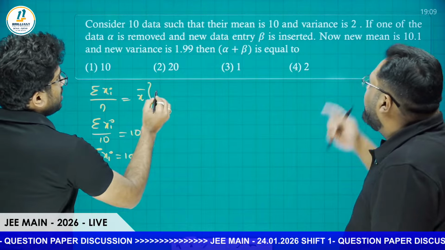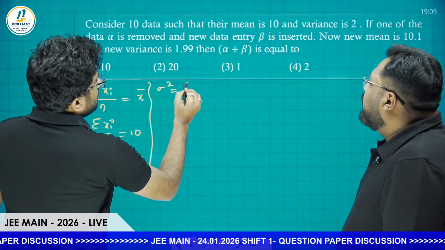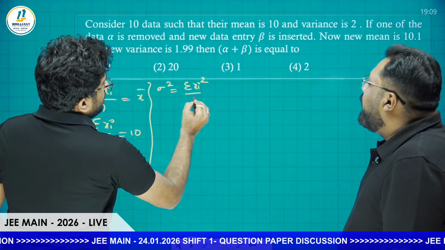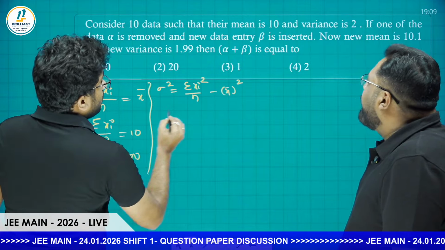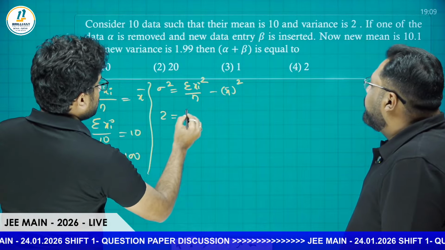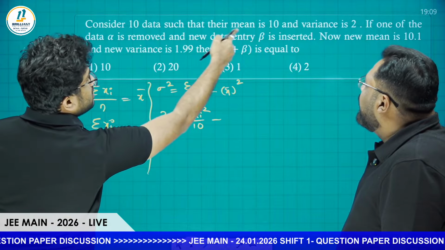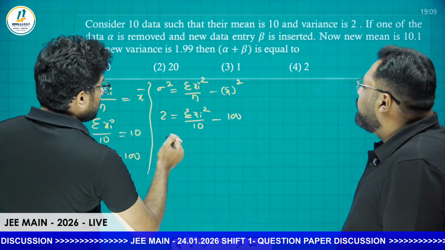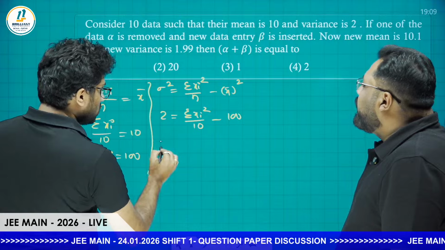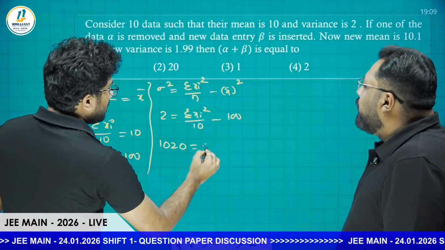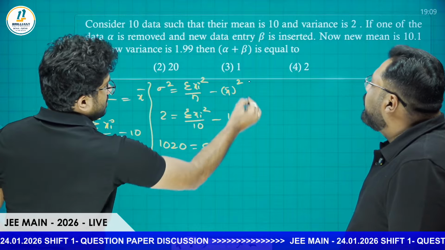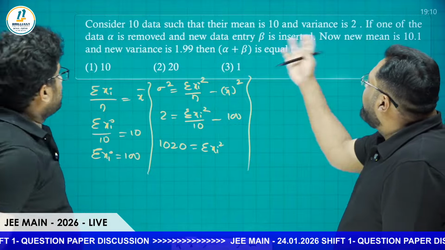Next, variance. Variance, sigma square, is sigma xi square divided by n minus x bar the whole square. They have given 2 is equal to sigma xi square divided by 10 minus 100. So 100 plus 2 is 102, and 1020 will be sigma xi square. This is given to us.